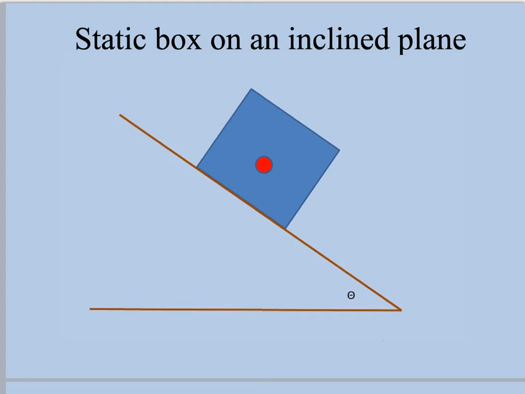All right, so this one looks a little different than the first few. This is a box sitting on an incline. We have an angle down here, theta, and it's going to cause us to have to adjust our free body diagrams a little bit, but not a big deal. So let's take a look and see how we're going to handle this.